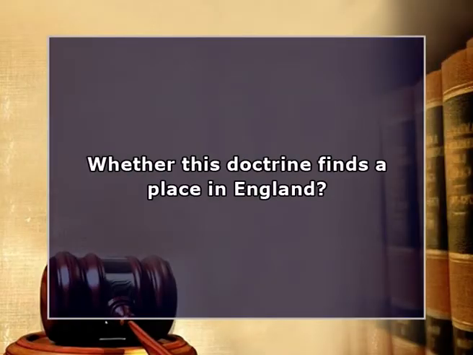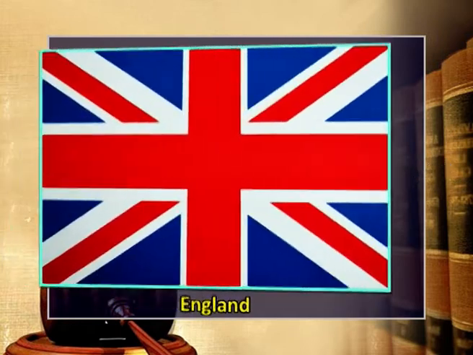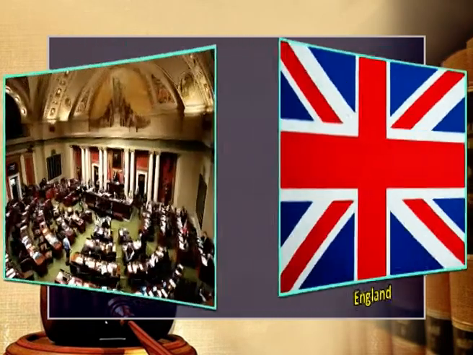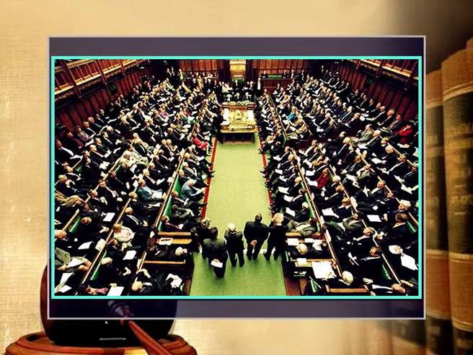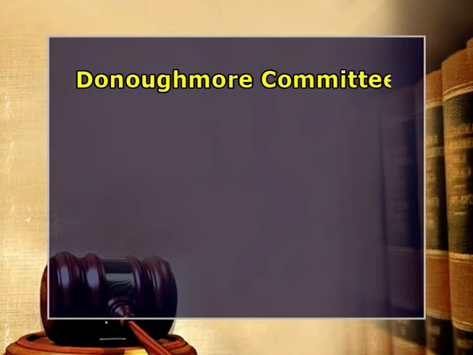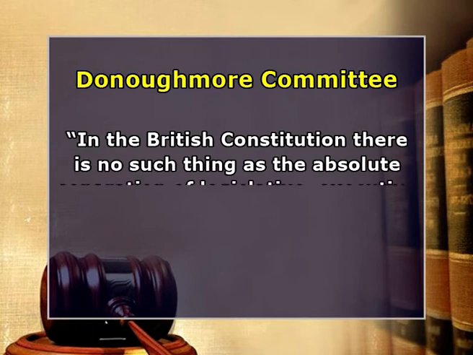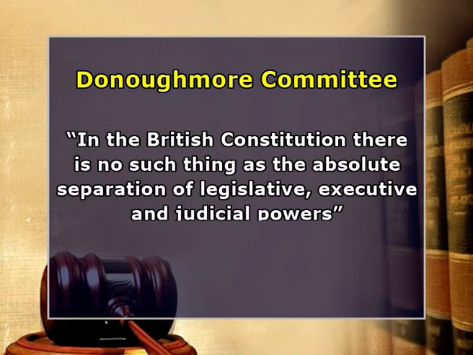Now the question in subject is whether this doctrine finds a place in England. In England, the king, being the executive head, is also an integral part of the legislature. His ministers are also members of one or other houses of Parliament. This goes against the idea that the same person should not form part of more than one organ of the government. The Donoughmore Committee has aptly remarked, in the British Constitution, there is no such thing as the absolute separation of legislative, executive, and judicial powers.